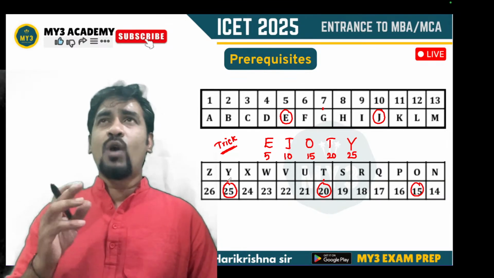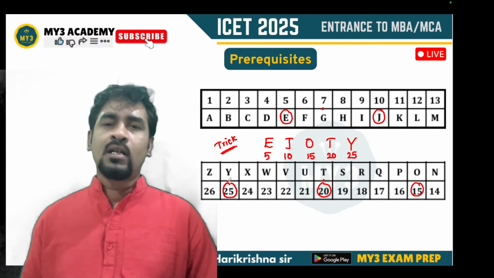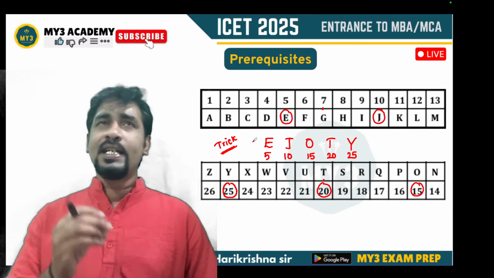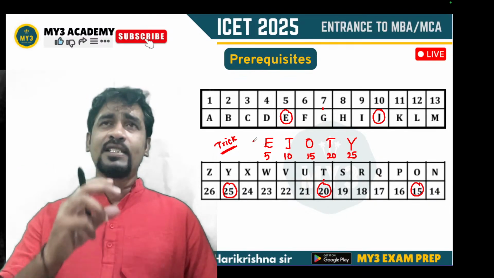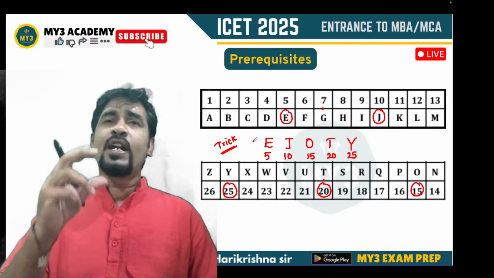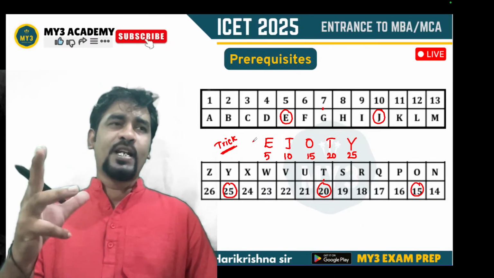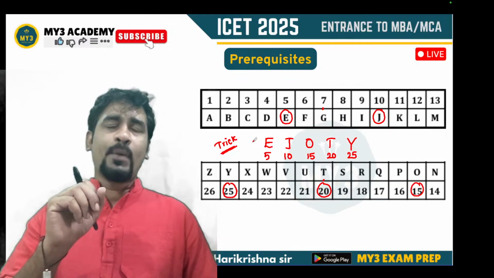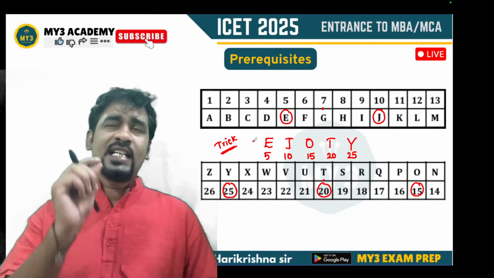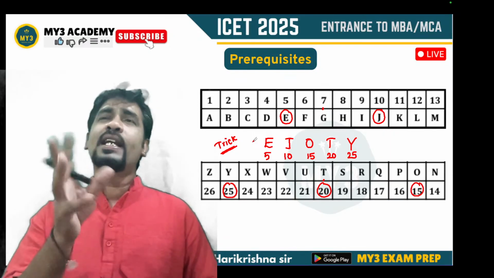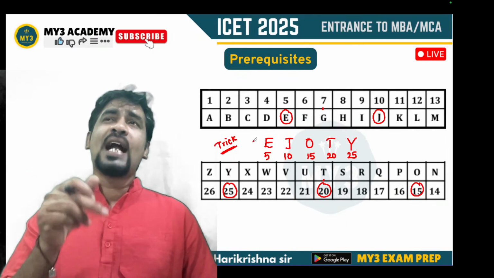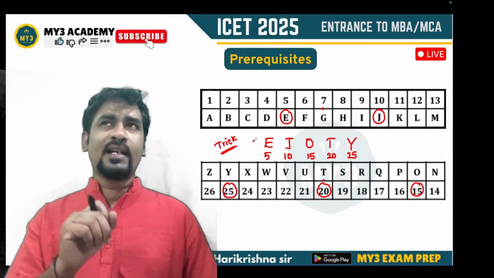See, for example, I want to find out the position of S. So you can connect with at least E, J, O, T, Y: E5, J10, O15, T20, Y25. So you connect with the nearest alphabet if you want to find out anything. If it is S, T, T20 cricket, T is 20. So S will be standing at 19. At least you can connect like that and get the values.